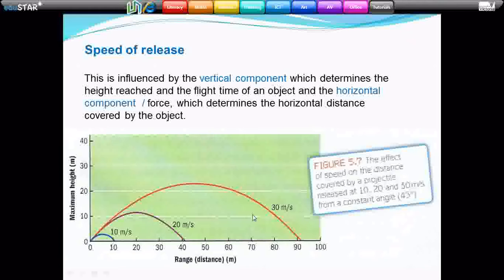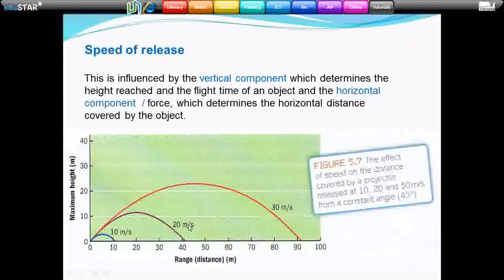Speed of release is another factor that we can control in projectile motion, and that's generally how fast you throw the ball or the object or yourself into the air. A useful way of calculating it is to split it into the vertical component and the horizontal component. The vertical component will determine how high the object reaches and also will influence the flight time. And the horizontal component will determine how far horizontally that object will fly.